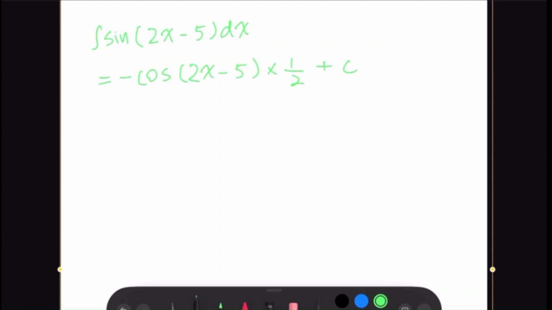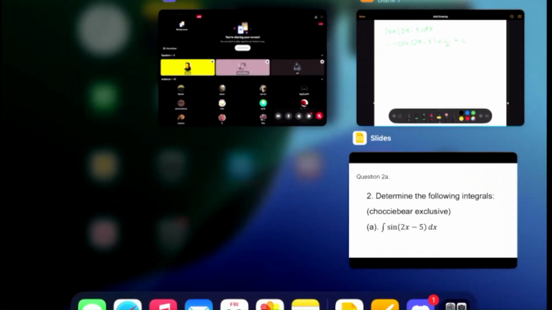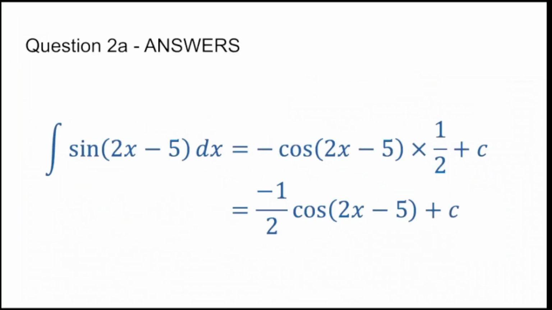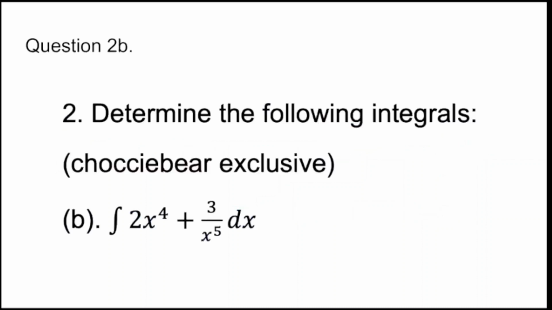But yep, that's 2A done. So negative a half cos 2x minus 5 plus c. And let's move on to number 2b. This should be a pretty basic, simple question.